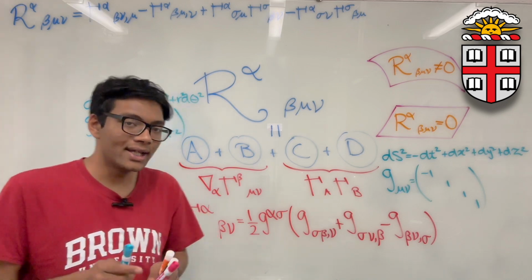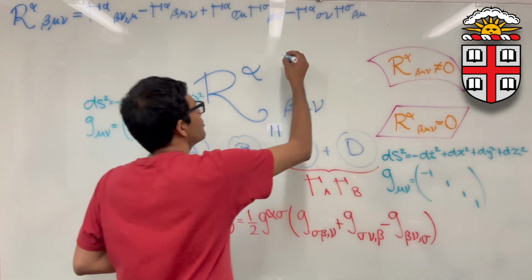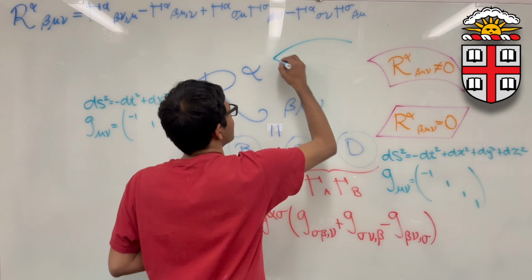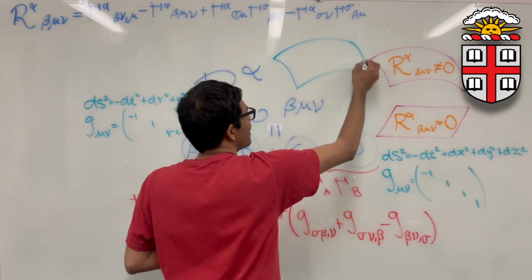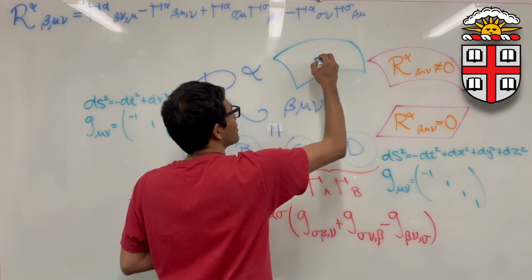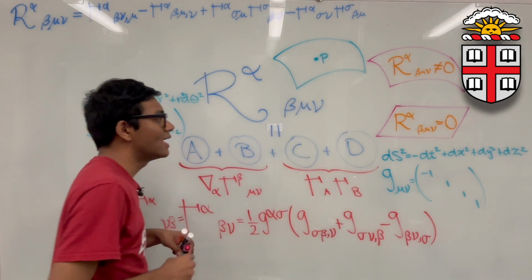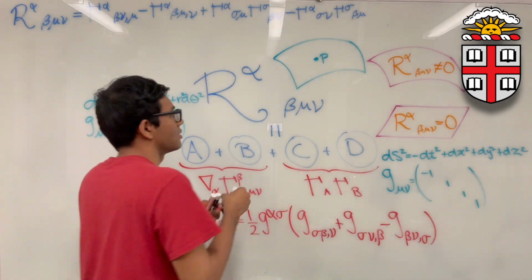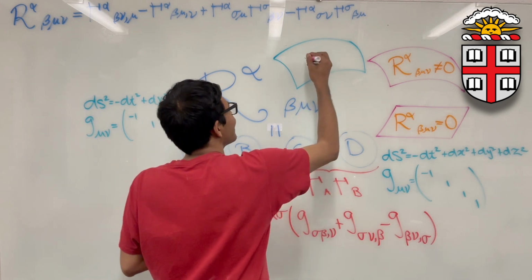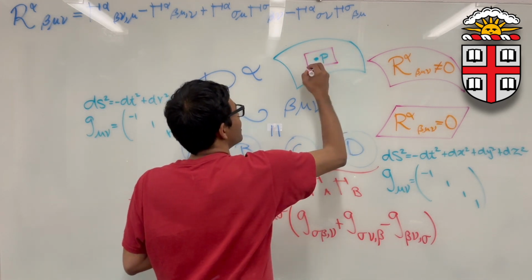The reason why, in essence, is the following. If you have a curved surface, then at any given point, let's pick a point on this curved surface. Let's call this point P. If I evaluate the derivative of the metric at that point, it's going to be 0.